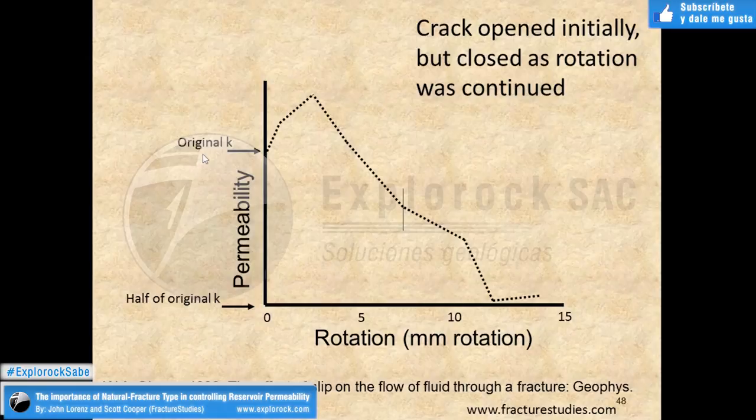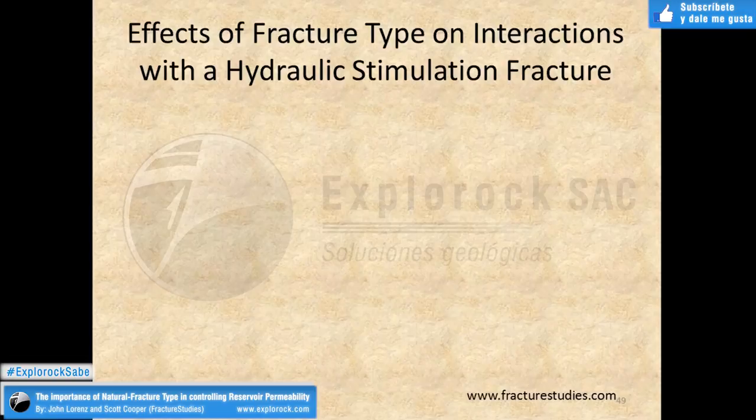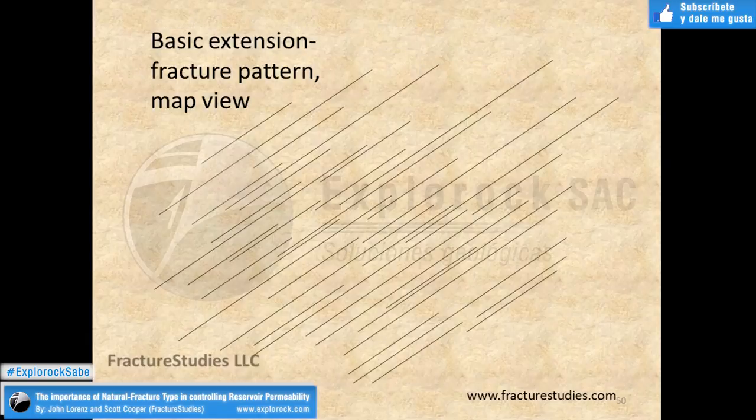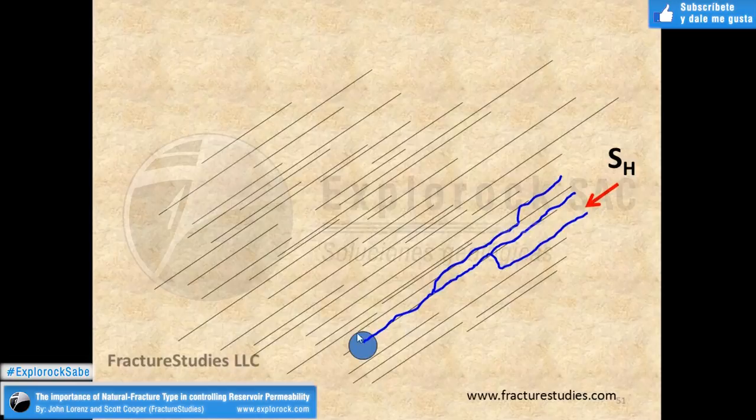Suppose you have multiple sets of fractures. All right, this goes back to the photographs that Scott showed you. In order to understand how these will interact with the stimulation fracture, you need to know which set is mineralized, which set is aligned with the stresses, which set is the most numerous, and which set has the widest apertures. So this goes back to the argument that we really need to characterize our fractures in our reservoirs.